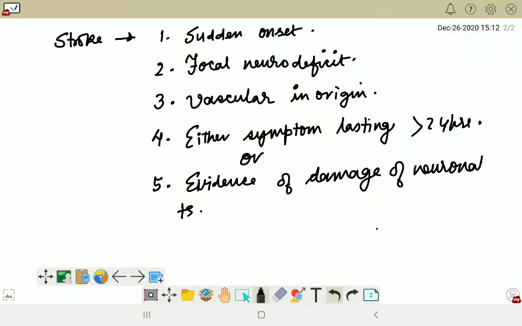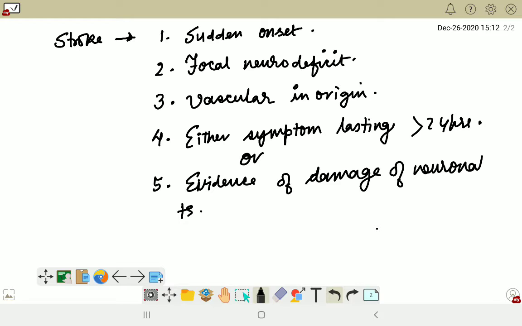I'm going to discuss now about the definition of stroke. As you can see in this screen, the definition of stroke has got 5 criteria. Out of these, 4 and 5, either one of them along with the first 3 would give a complete definition of stroke or a complete diagnosis of stroke.